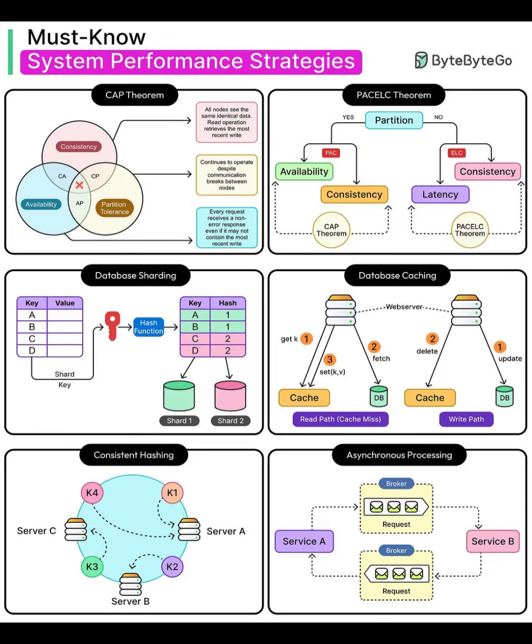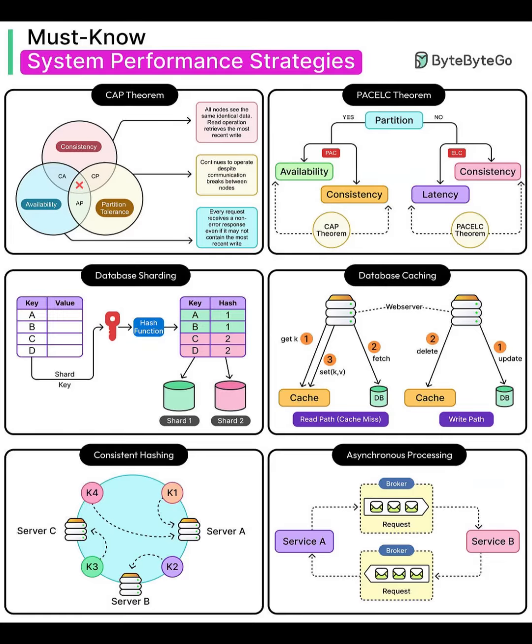Next to that is PACELC, which extends CAP to normal conditions. It says, if there is a partition, P, you trade availability, A, versus consistency, C. Else, E, when the network is healthy, you usually trade latency, L, versus consistency, C. That's why some databases give you tunable consistency levels. You can dial in more latency for stronger guarantees, or relax consistency for faster responses. In practice, PACELC explains why eventual consistency or read replicas exist as performance tools, not just academic concepts.